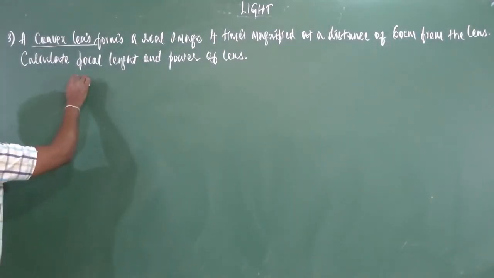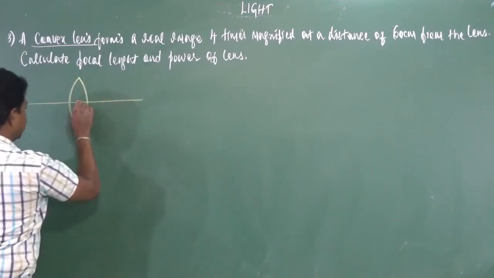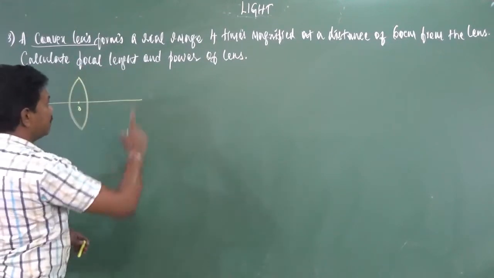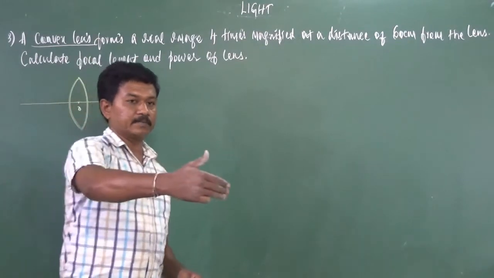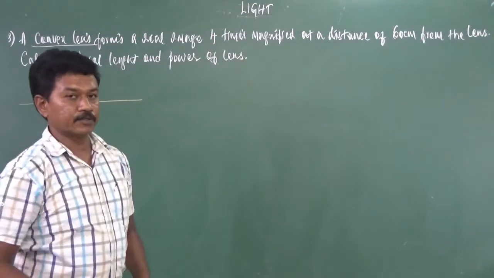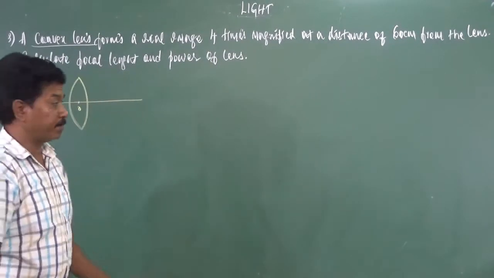So I will take a convex lens here for my reference. This is the optic center. Alright. A convex lens forms a real image. It is going to form a real image. So in the sense, first 5 ray diagrams. Among the first 5 ray diagrams, one of the ray diagram is going to fit here. So 6th ray diagram is for virtual and erect image. So it doesn't apply here.